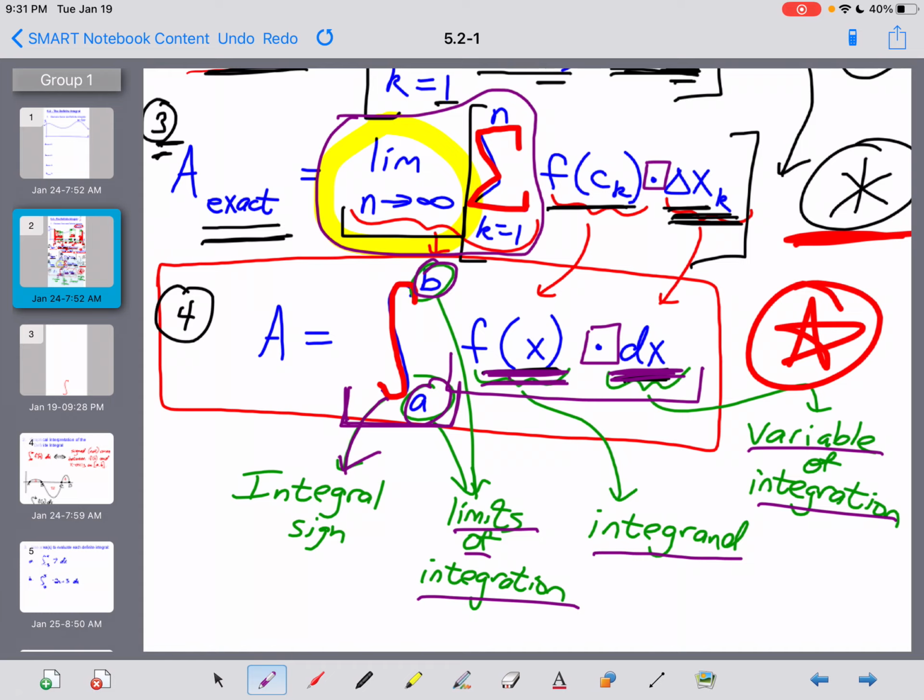f of x, the integrand, is the height of that rectangle. dx, the variable of integration, represents the width of that rectangle. And as you may have figured out, as your number of rectangles approaches infinity, as it gets bigger and bigger, the width of each rectangle goes the opposite direction. It actually approaches 0.